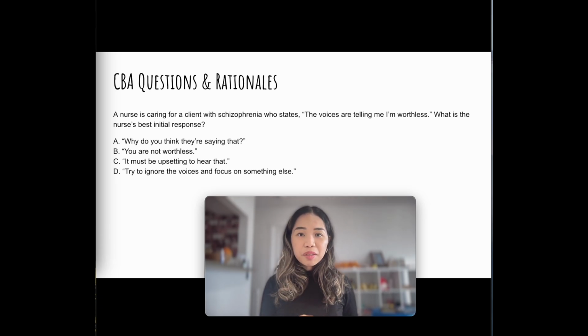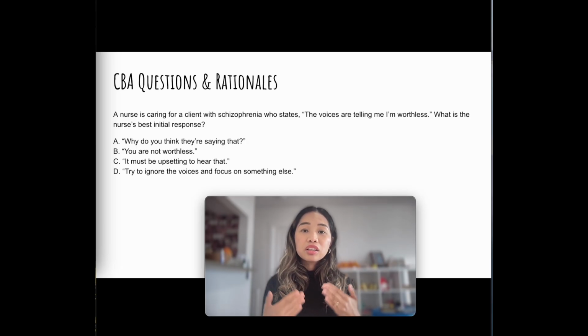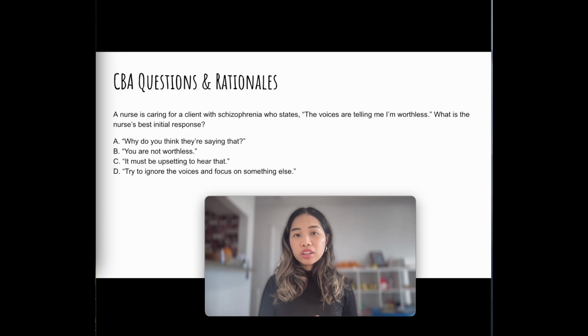So here's the test tip for you for mental health. When you're doing your CBA, choose answers that reflect therapeutic communication, that reflect empathy, and also validate the client's feelings. Avoid choices that argue, that offer false reassurance, or that ignore the feelings behind what the client is telling you. And always remember, for mental health, emotional safety builds trust and rapport with your client.